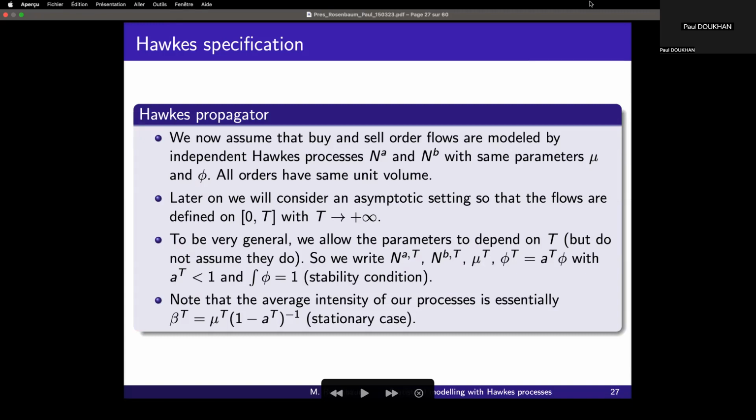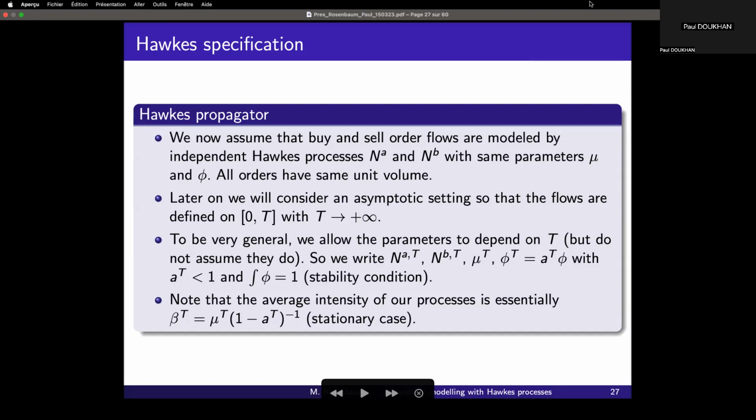Which means that in my asymptotics, I can allow my parameter to move. It's not mandatory, but just to have a bigger range of processes, I allow my parameter to move with my asymptotics. So I'm going to consider Hawkes processes on [0, T]. T is like the length of a meta order. T is going to go to infinity, and the parameter of the Hawkes process may depend on T.